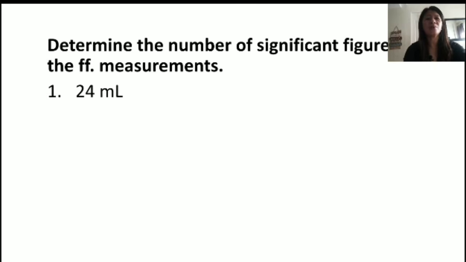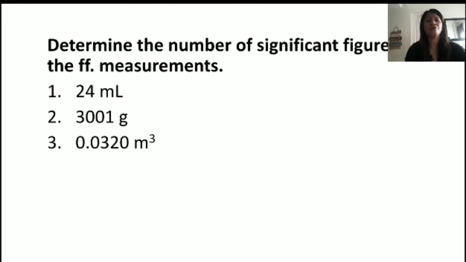Okay, can you tell the number of significant figures in this measurement? So in 24 ml, we have 2 non-zero digits. According to guideline number 1, all non-zero digits are significant. Therefore, this measurement has 2 significant figures. Number 2, we have 3001 gram. Zeros are between non-zero digits and therefore significant. So this has 4 significant figures.